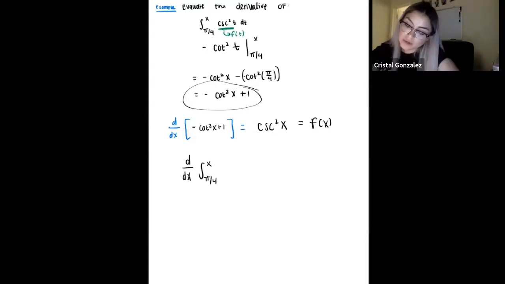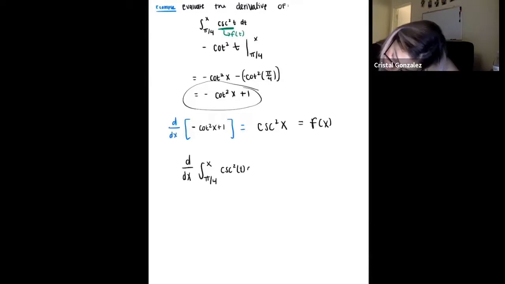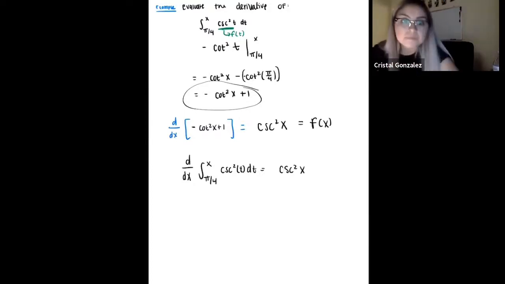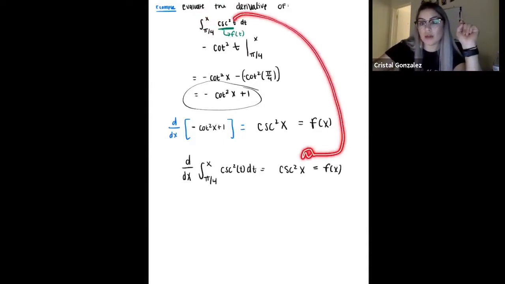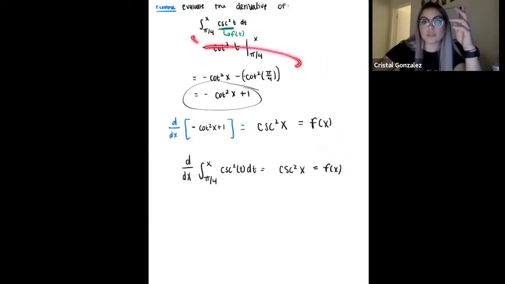Now we can say that the integral from pi over 4 to x of cosecant squared t dt is indeed just cosecant squared x, which is f of x. And so from now on, if you wanted to find the derivative of an integral like this, when you have the variable just x alone up here, or just one variable of the first degree, you can just plug it into that function and you won't have to do any of this middle work.